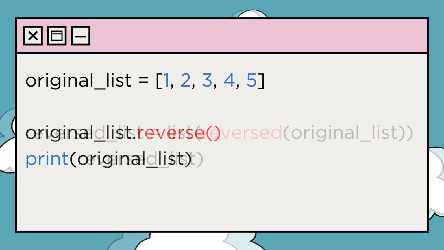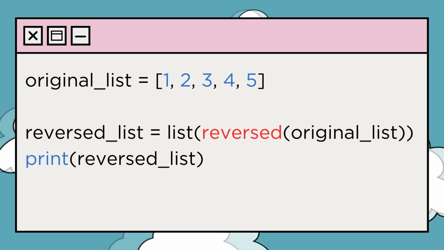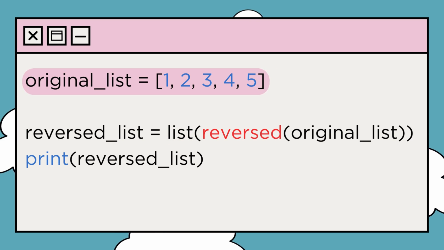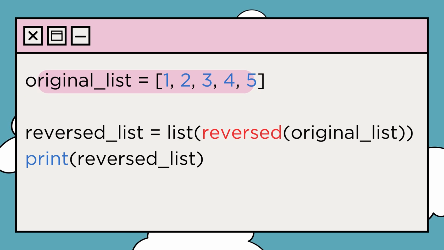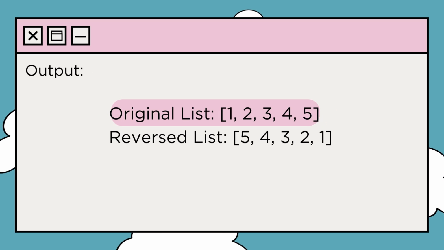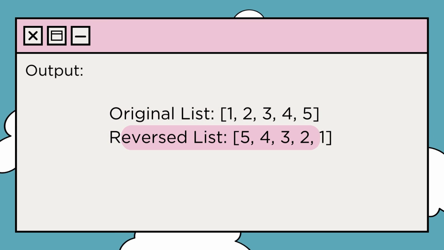Let's look at what happens when we use the reversed function. In this case, the reversed function is applied to the original_list. The reversed function returns a reversed iterator, but it does not modify the original list. To get a reversed list, we convert the reversed iterator to a list using the list function. So, the original_list remains unchanged, and if you print both, you'll see the original_list retains its original order, and the reversed elements are stored in the reversed_list.